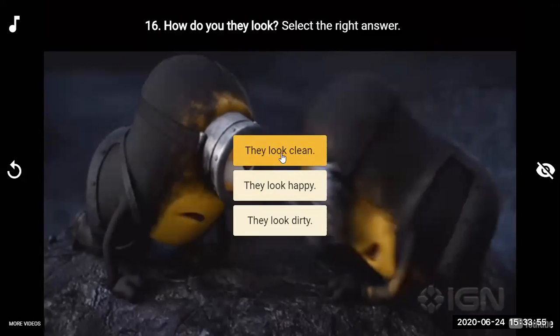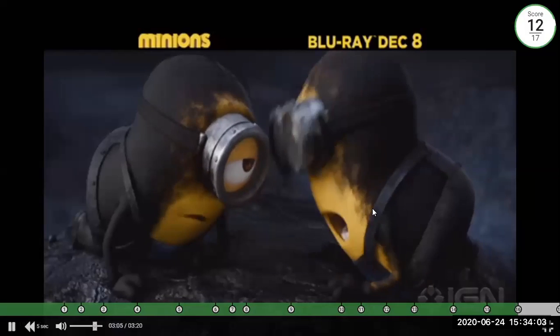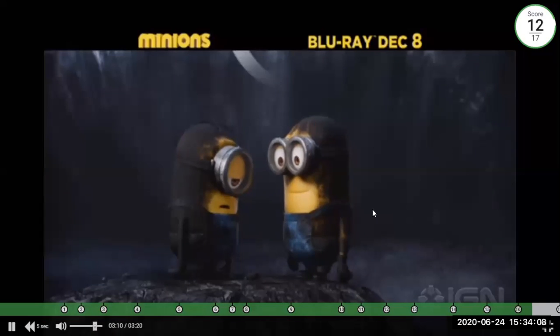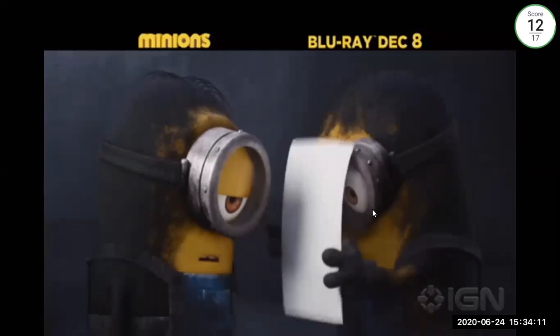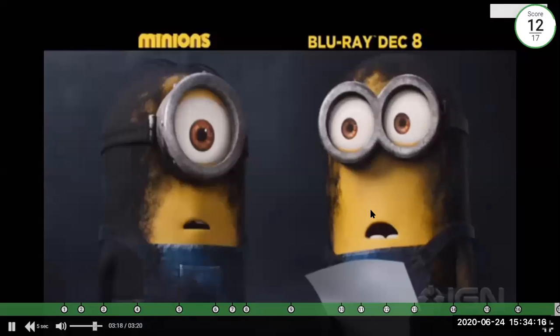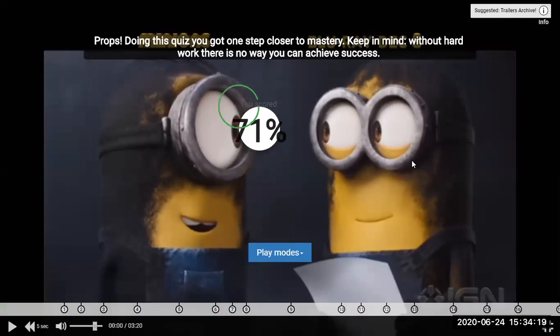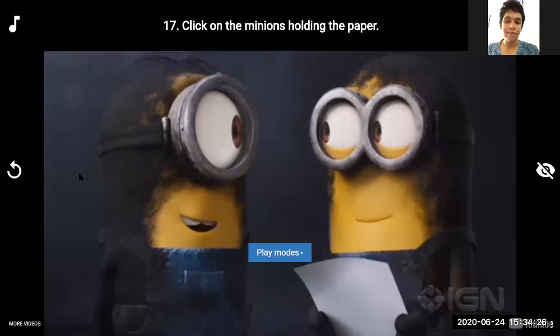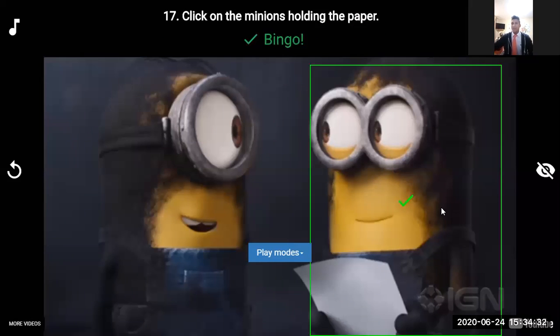Okay, they look clean. They look dirty. Okay, there is a paper. And there is a trash. Okay, very good. The video has finished. Okay? Very, very good. Clean the minion holding the paper.